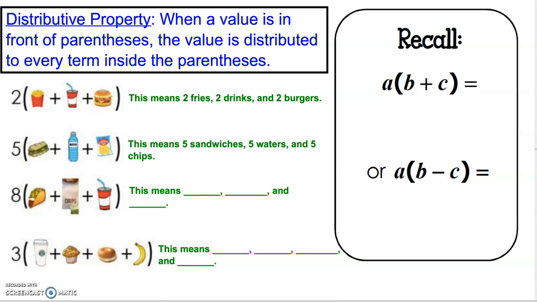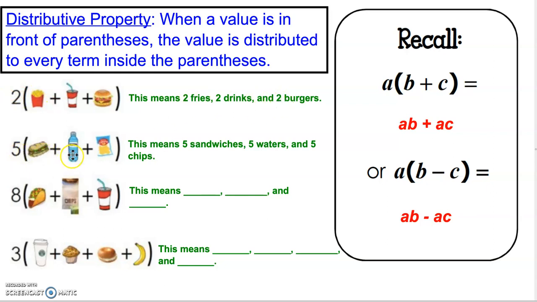The distributive property. Remember, this is when a value is in front of the parentheses, the value is distributed to every term inside. So we have a times b plus c. That means a is distributed to the b and the c. So we get the expression ab plus ac. Or, distributing here, we have ab minus ac. So back to the burger or food example. If we have 2 times fries, drinks, and a burger, this means we have a total of 2 fries, 2 drinks, and 2 burgers.